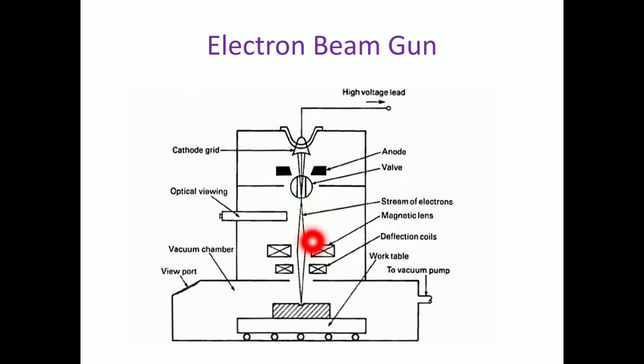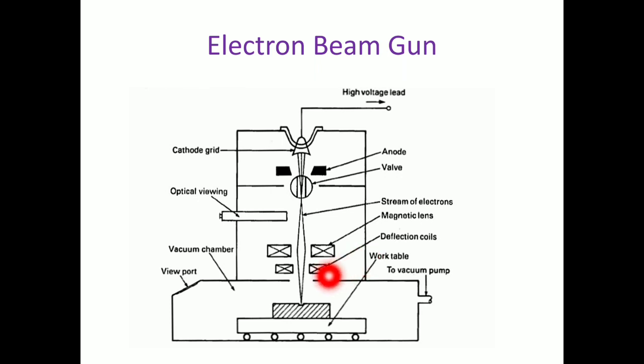And now there is optical viewing for viewing how the beams are moving. There is a magnetic lens and there is a deflection coil. The magnetic lens will be used to focus the beam, converging it in fact, and the deflection coils will be used to deflect the beam to the required points or positions, to move the beam from one coordinate to another.